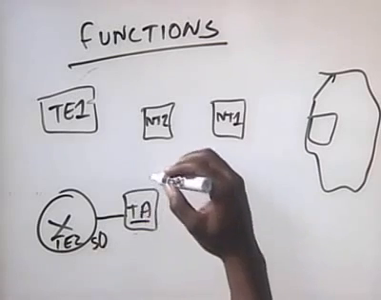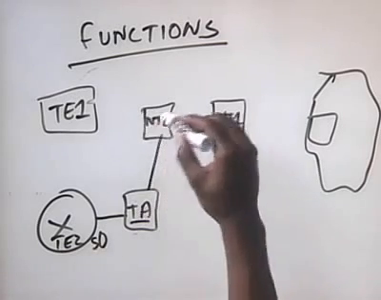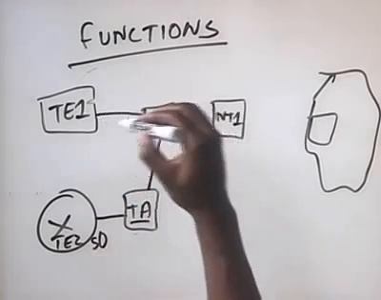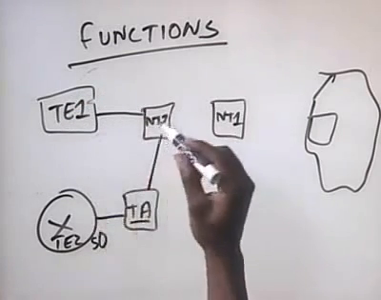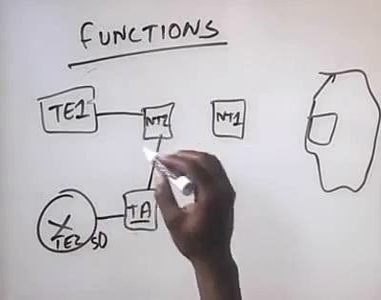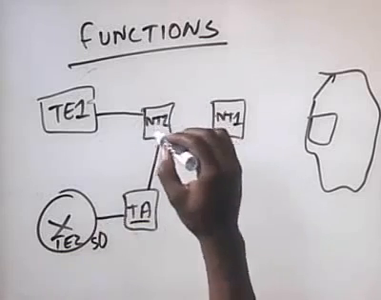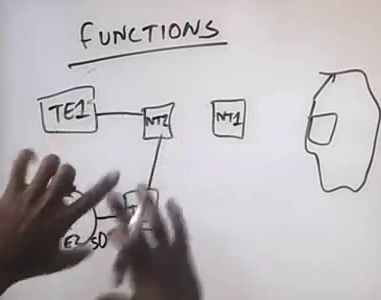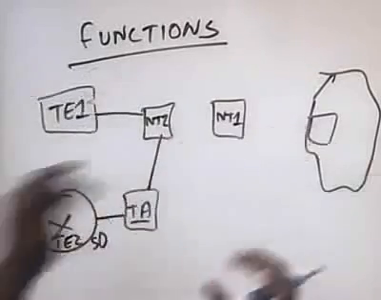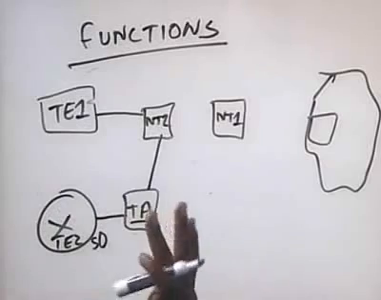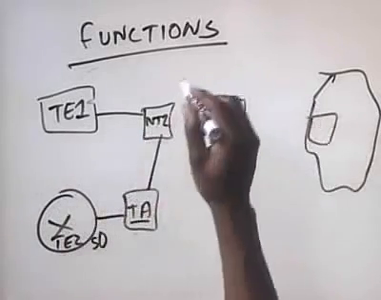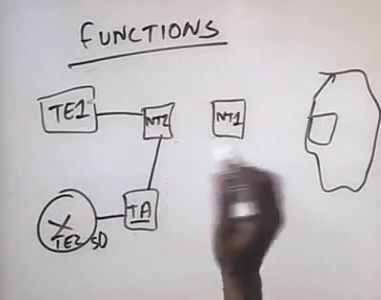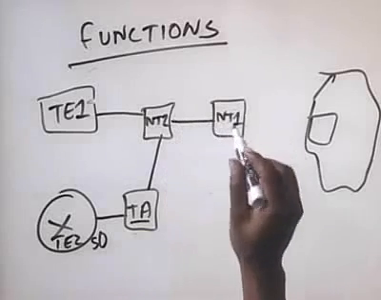The terminal adapter might connect into the NT2 as well as the Terminal Equipment 1 connecting into the NT2. The NT2 is going to be some type of switch that will provide access to multiple devices so that they might access the ISDN network. If you don't have multiple devices that need to connect to the ISDN network, then there's no need for the NT2. Then you have the NT1.